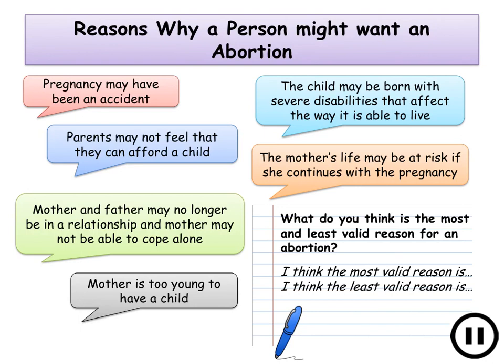Finally, a reason to have an abortion could be that the mother is too young to have a child. Many teenagers become pregnant when they're still at school, and it can have a real effect on their life chances and ability to go through education and make the most of their life. This can be a reason why lots of people choose to have abortions, as they just don't feel like they're ready to have a child.